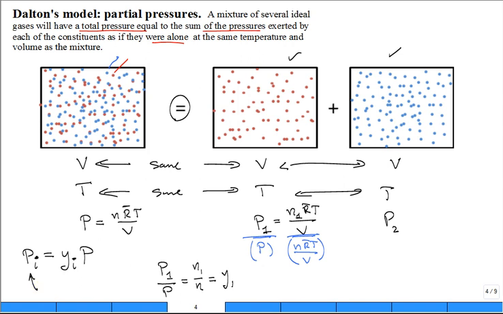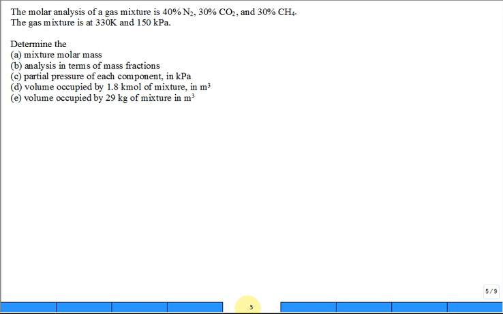Have you seen that before? It's used a lot when you have ideal gas mixtures. The concept of a partial pressure comes from Dalton's law, or Dalton's model. All right. Let's go ahead and take a look at solving a problem.